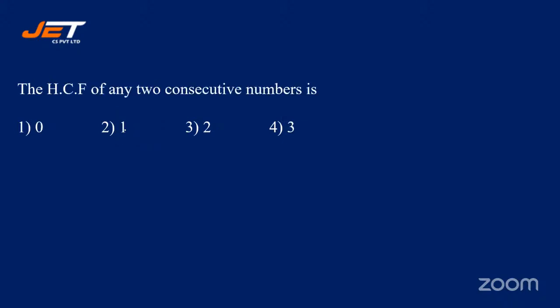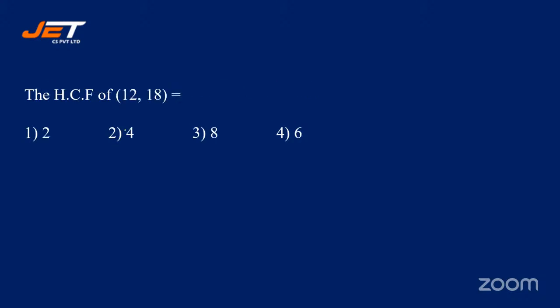The HCF of any two consecutive numbers is dash. So it is 1. Now see here, the HCF of 12, 18. One sum we can work out so that you can quickly recollect.